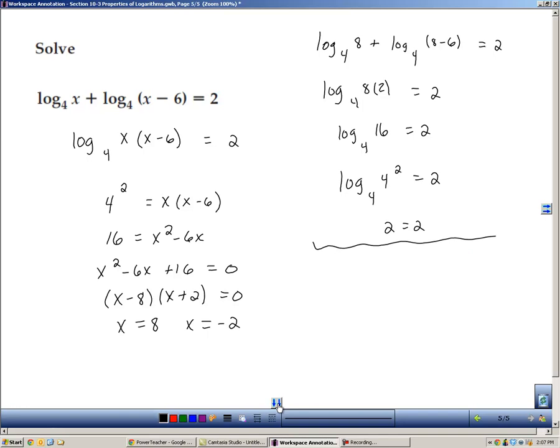Now we'll try negative 2. When you plug those values in, you get log base 4 of negative 2, which doesn't exist, and log base 4 of negative 8, which doesn't exist. Neither one of those are defined. So we're going to say that negative 2 is an extraneous solution, so my only solution here is x equals 8.